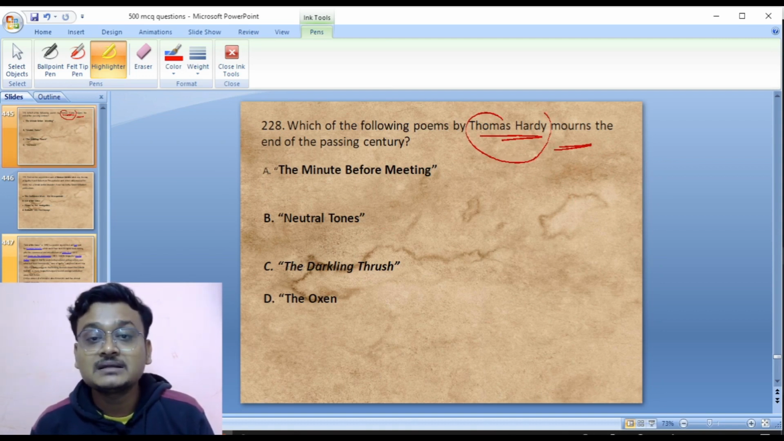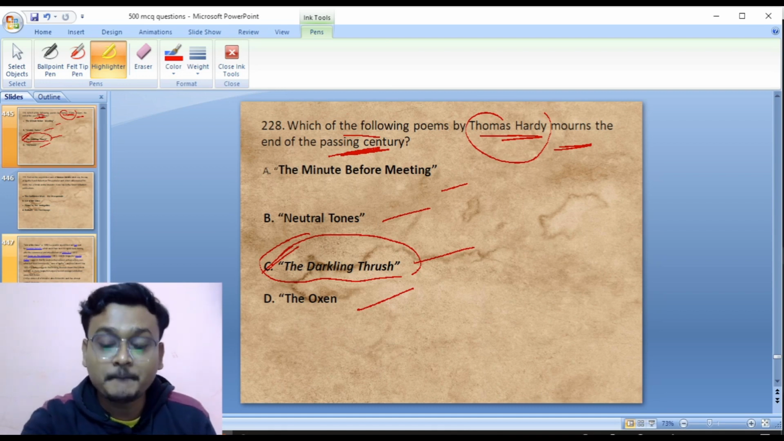Okay, next question. Which of the following poems by Thomas Hardy marks the end of the passing century? The Minute Before Meeting, Neutral Tones, The Darkling Thrush, The Oxen. So it was The Darkling Thrush. In the poem The Darkling Thrush, Thomas Hardy marks the end of the passing century.